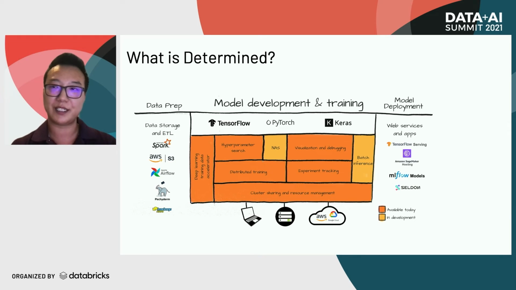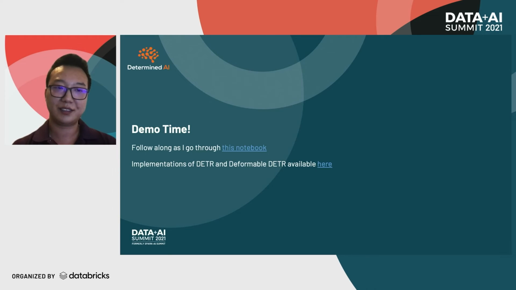So we'll go a little bit into how to do training with Determined in the demo. And then we will talk about how you can deploy your models using MLflow serving. So let's dive right into the demo. There's a link here. You can follow the notebook as I go along. The notebook won't be connected to a Determined cluster, so you won't be able to submit experiments, but I think it'll still give you a good idea of how you can use Determined for training.